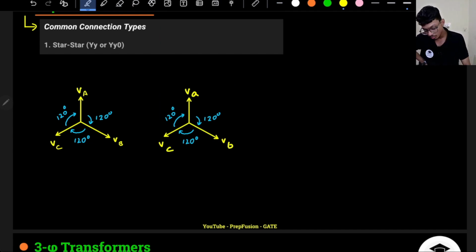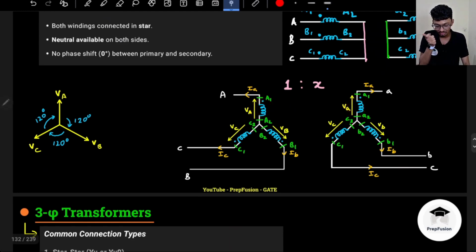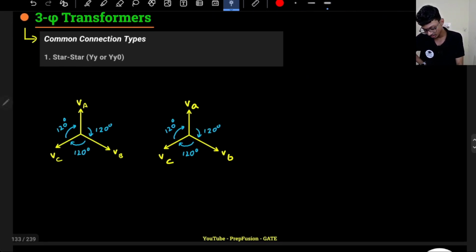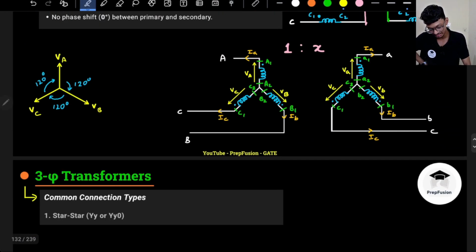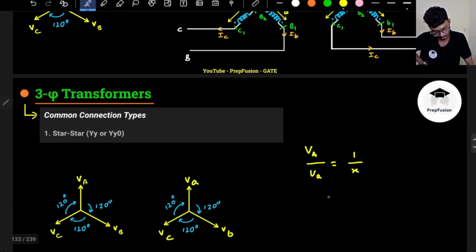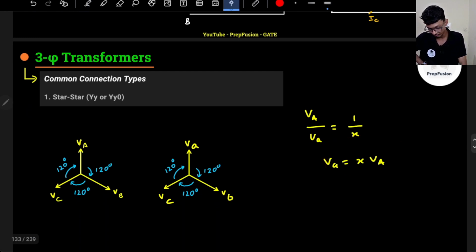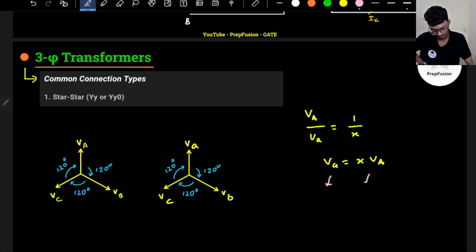What will be there? So basically this X represents the transformation ratio between the primary winding and the secondary winding. So these are windings. These are all called phase windings. So actually here, what will be my VA? This is the ratio, basically the turns ratio. So my capital VA by small VA will give me the turns ratio, that is 1 by X. So my small VA will be basically X into VA. That's it. So it is basically the transformation ratio. That's why small VA and capital VA are both in phase.